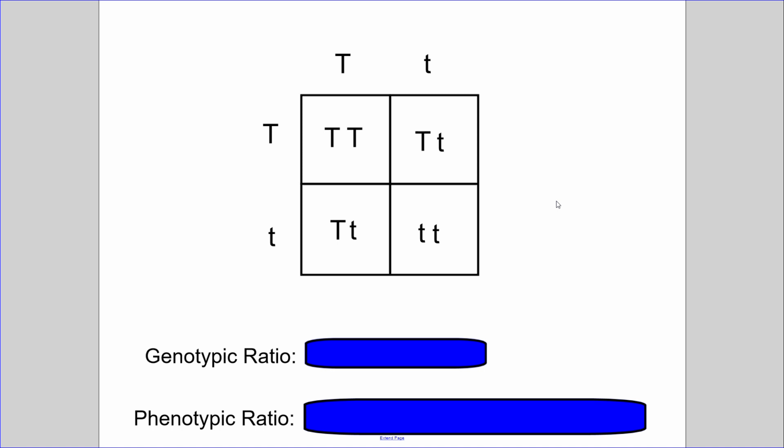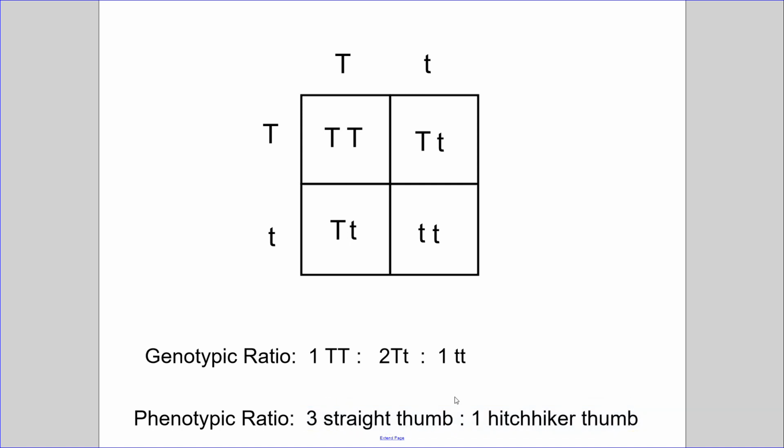What's the genotypic and phenotypic ratio of this outcome? Well, we have 1 homozygous dominant, we have 1 homozygous recessive, and we have 2 heterozygous. So our genotypic ratio would be 1 to 2 to 1. Our phenotypic ratio is not going to be 1 to 2 to 1 though, because homozygous dominant and heterozygous are going to code for the same phenotype. So we actually have 3 of these boxes that are going to code for a straight thumb, and only that one box is going to code for a hitchhiker's thumb.